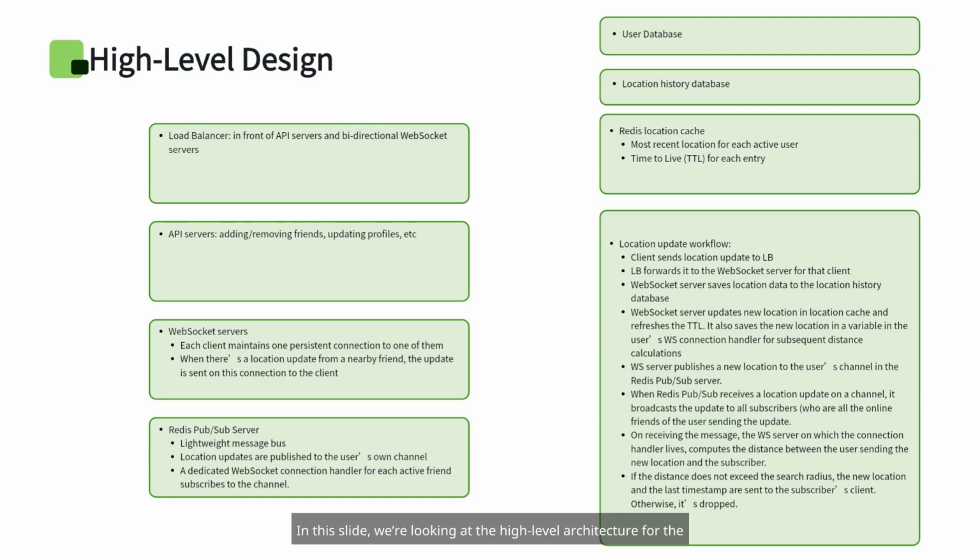In this slide, we're looking at the high-level architecture for the Nearby Friends feature, which relies heavily on real-time location updates and efficient message distribution. Load balancer. At the front, we have a load balancer that directs client traffic to either the API servers or the WebSocket servers depending on the request type.